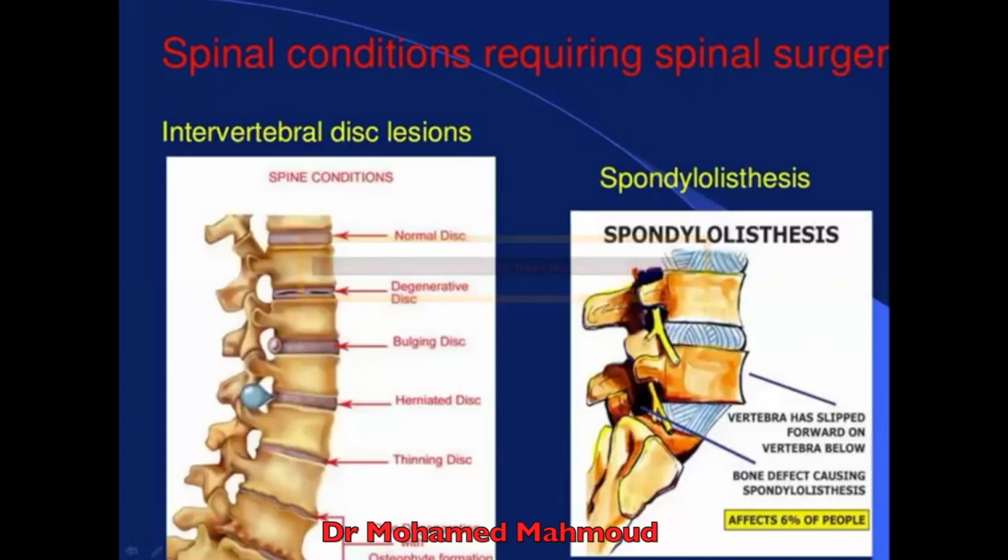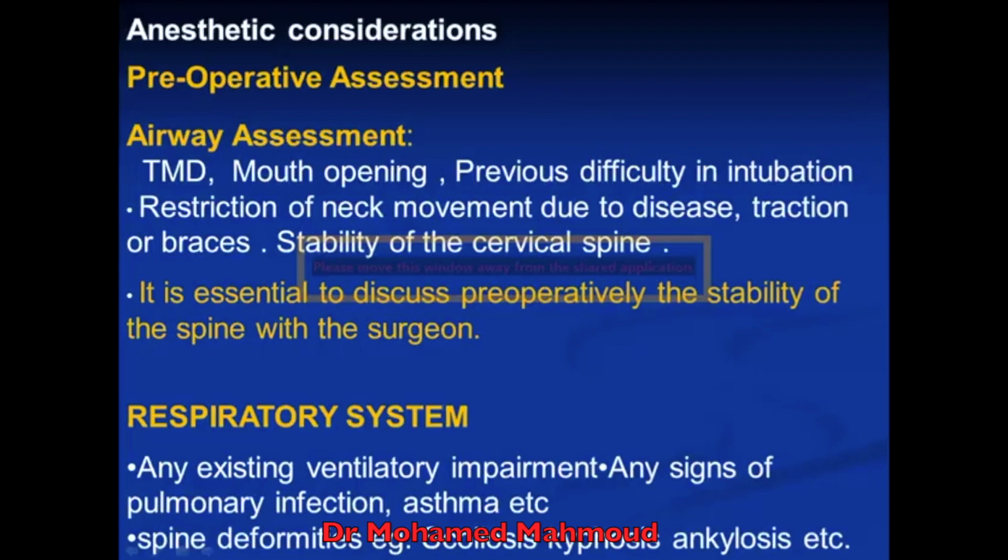Anesthetic consideration: we should do some sort of assessment preoperative before spinal surgery, specific to some systems. We will start with airway system. Temporomandibular joint is very important. Mouth opening, previous difficulty in intubation, any restriction of neck movement should be considered. Stability of the cervical spine also should be considered. It is essential to discuss the stability of the cervical spine before surgery with the surgeon in order to make scenario for the intubation.